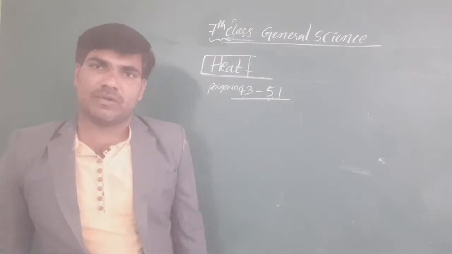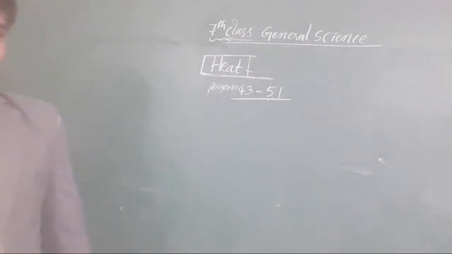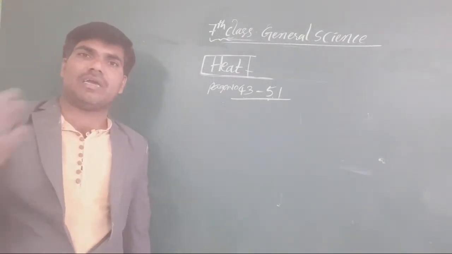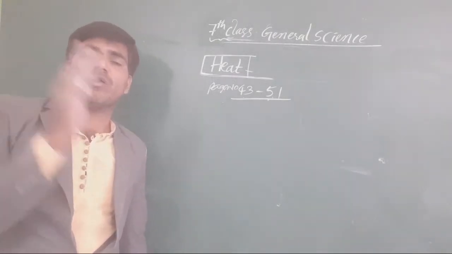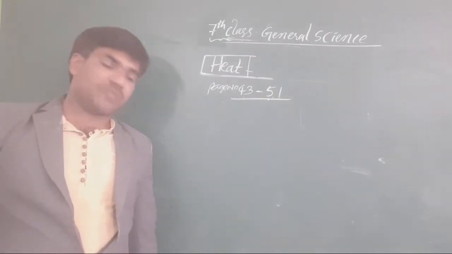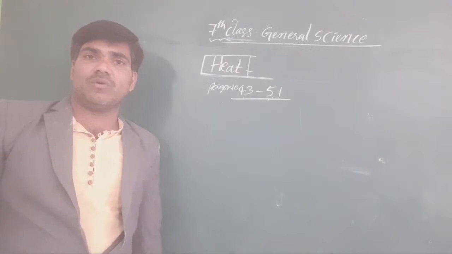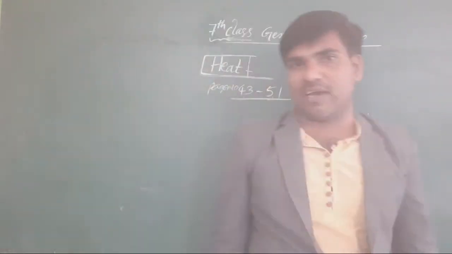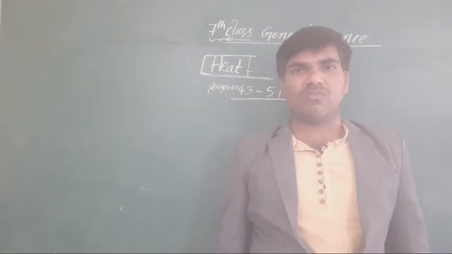And also the thermometer. In our 43 pages, it is given how we take the variation between hot bodies and cold bodies. There are different seasons, and we wear different clothes in different seasons. Why? Is that clear, all the students?